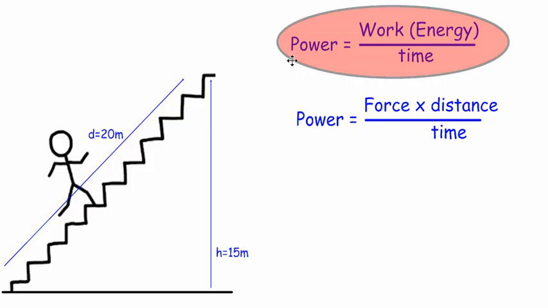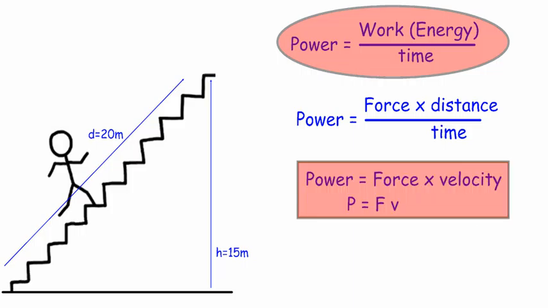Since power is the work divided by the time, and the work is equal to the force times the distance, then we can arrive at a new equation for power. Therefore, power equals force times distance over time. We know that distance over time is, of course, velocity. So we have a new equation for power. Power equals force times velocity.